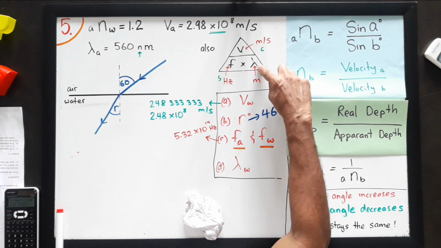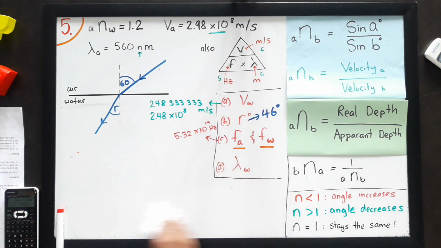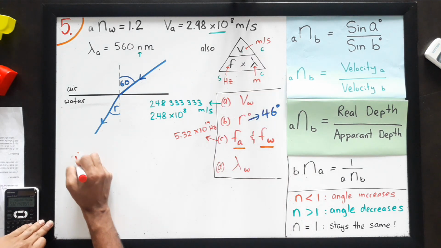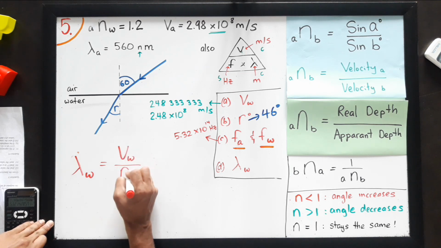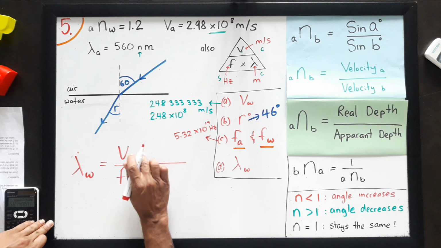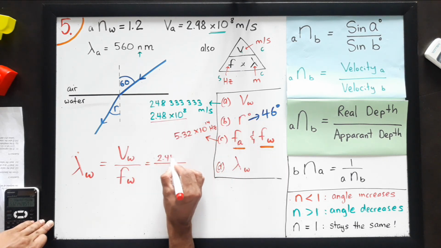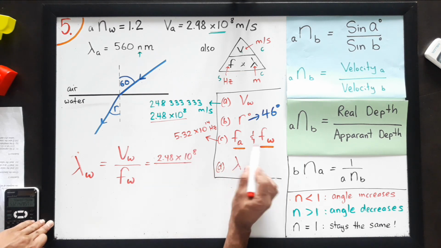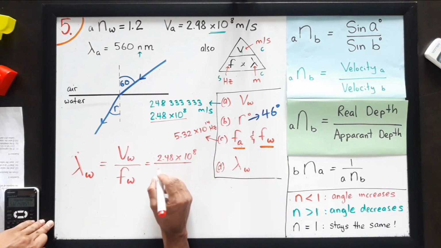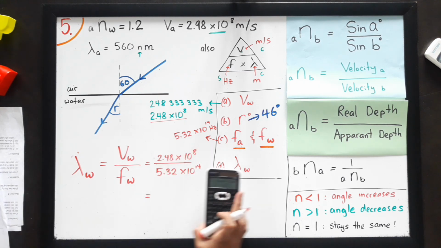To calculate the wavelength in water, we have to take the velocity in water and divide it by the frequency in water. The velocity in water was this first one here. I'm going to use the rounded off value, 2.48 multiplied by 10 to the power 8. And the frequency in the water and the air is the same. So the frequency in the water is 5.32 multiplied by 10 to the power 14. Let's just divide that and we'll finish with this question.